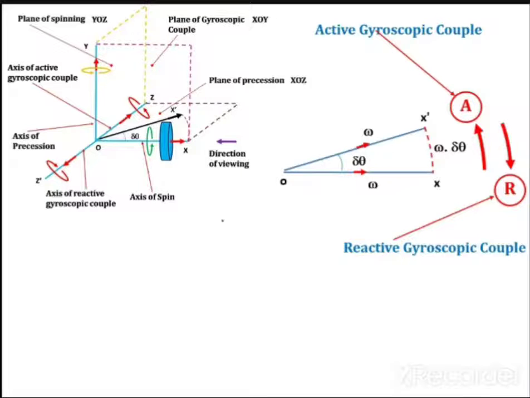Yes, sir. Okay. So now this active and reactive gyroscopic couple is denoted by C. Okay. It is equal and opposite.